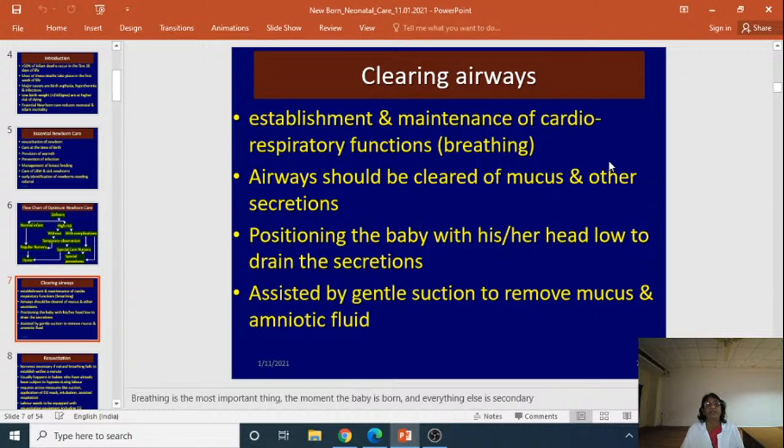As soon as the baby is born, you have to establish and maintain breathing. How do we do that? You have to clear all the airways of mucus and other secretions, because the baby was in the womb in the amniotic fluid, and so all the secretions you have to clear. You have to position the baby in such a way that the head is low to drain the secretions, and it should always be assisted by gentle suction. You cannot be harsh, because the baby is so delicate. The baby is just born, so you should be gentle when you are removing the mucus and the fluids.